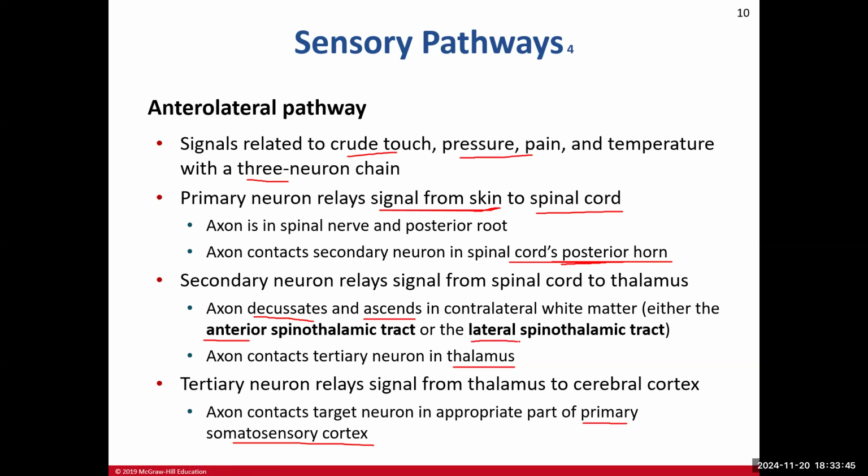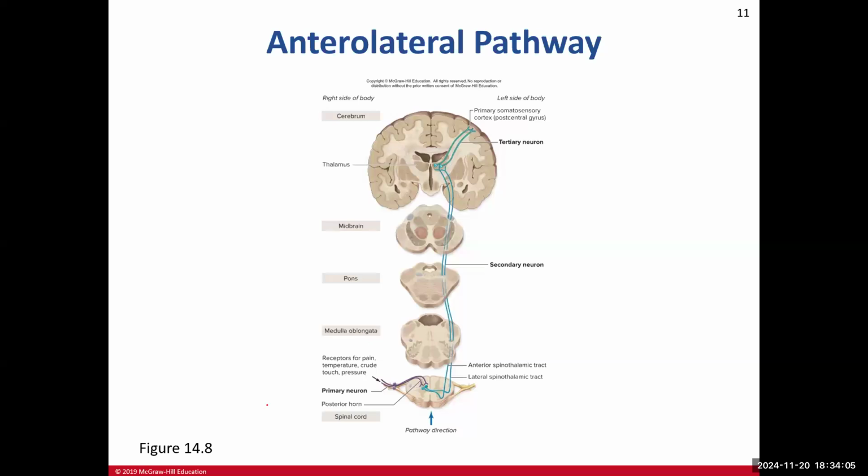All right. Once it crosses over, it's either going to be in the front portion of the spinal cord or it's going to be in the lateral portion of the spinal cord there. But notice the name here. Spinothalamic tells you where it's coming from and going to. Right? It's going from the spinal cord to the thalamus. Let the names help you out.